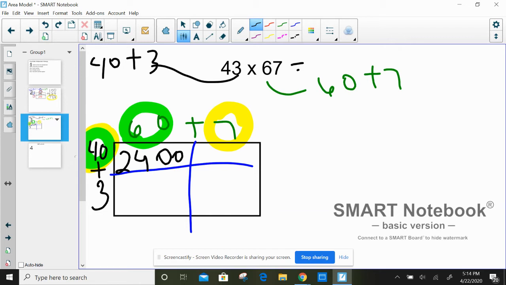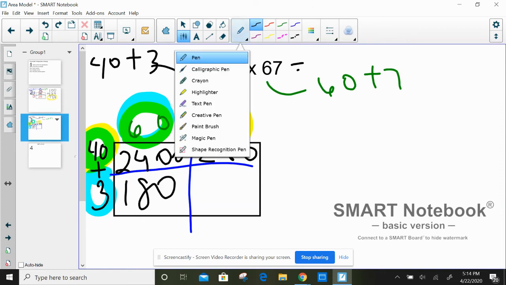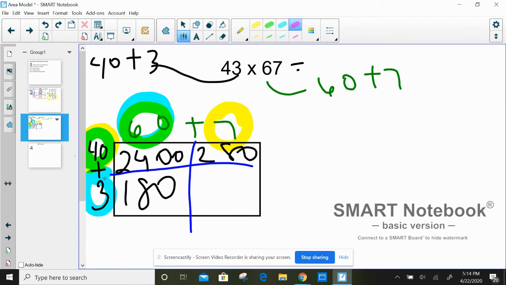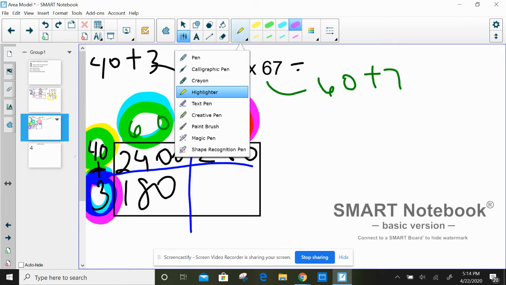And if 4 times 7 is 28, then 40 times 7 has to be 280. Then you're going to multiply 3 by 60. And if 3 times 6 is 18, then 3 times 60 is going to be 180. And then finally, you're going to multiply 3 by 7. And if 3 times 7 is 21. That's an easy one.